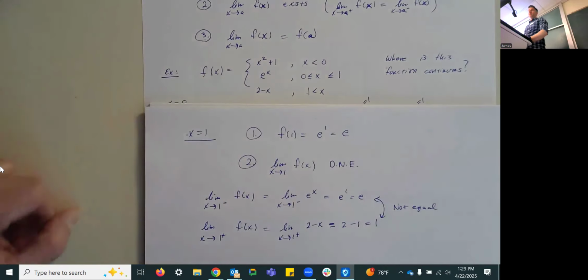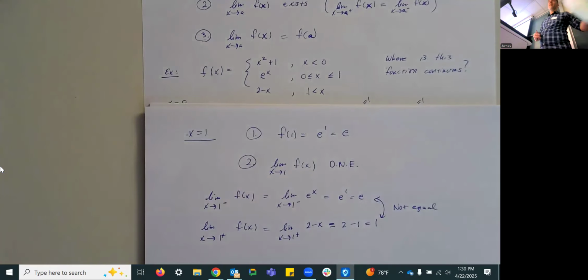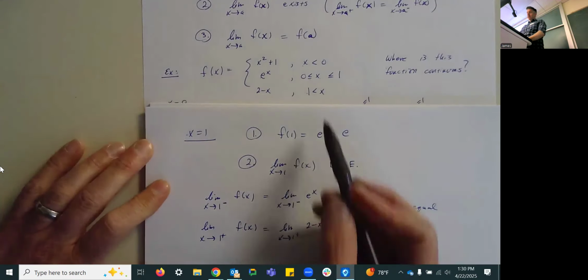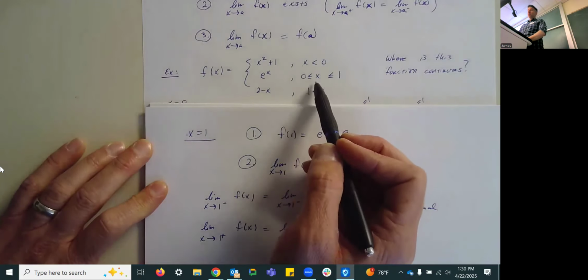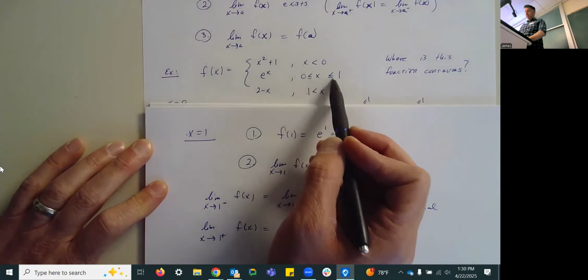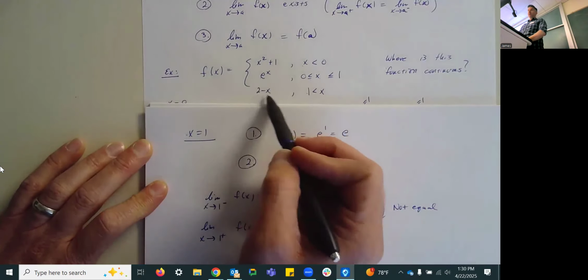For the top one, do you have to use e to the 1, or could you also use 2 minus x? No, we have to use e to the x because when x is equal to 1, the function is defined to be equal to e to the x. It's not equal to 2 minus x.